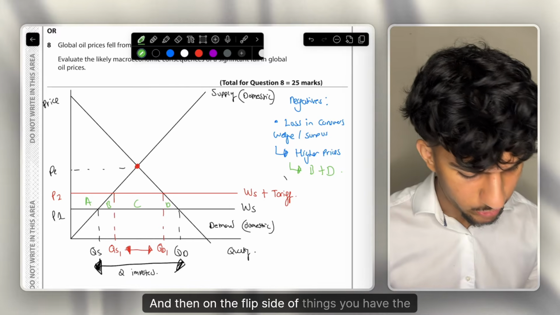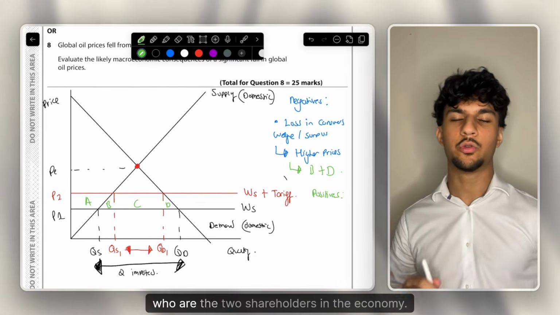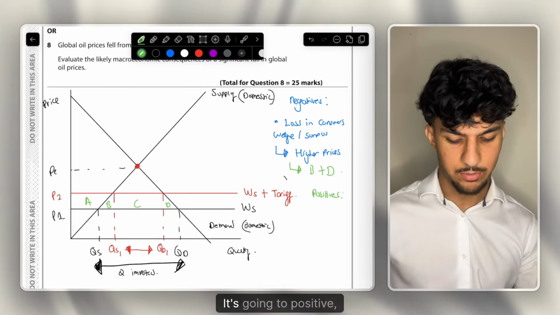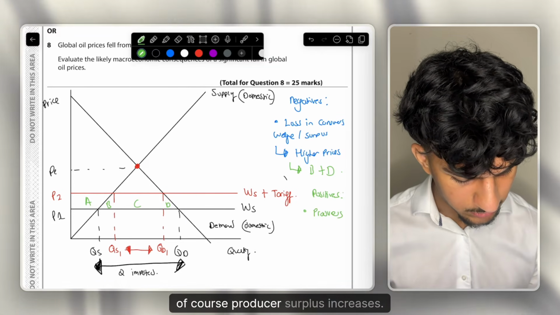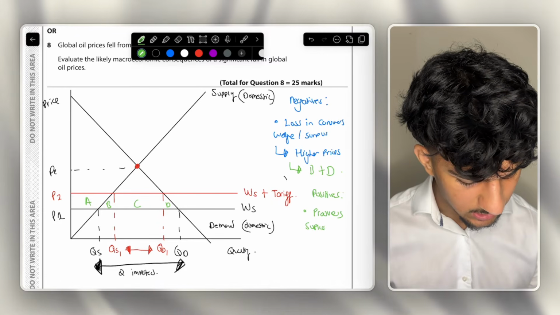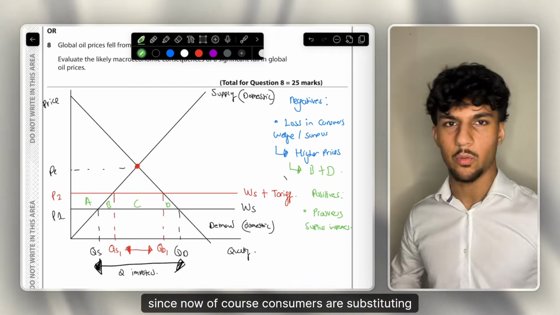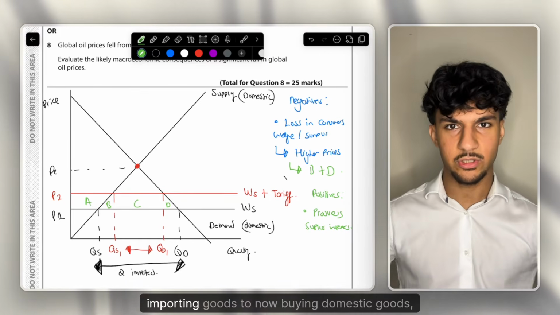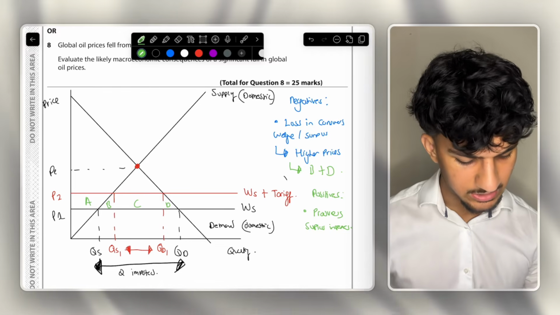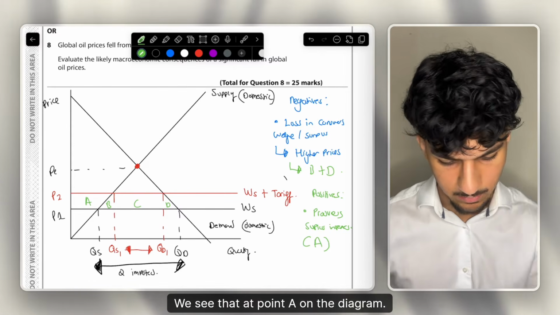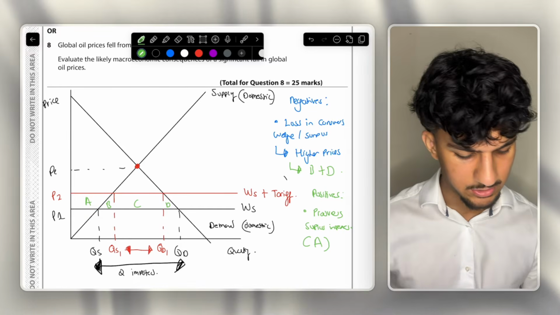And then on the flip side of things, you have the positives, which are, of course, the two stakeholders in the economy that have a positive effect. First one is going to be producers, of course. Producer surplus increases. Why? Since now, of course, consumers are substituting away from importing goods to now buying domestic goods, and we can see that at point A on the diagram. So this little, I don't know what you call that shape, trapezium, is the producer surplus increasing.